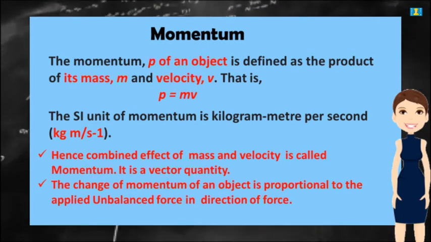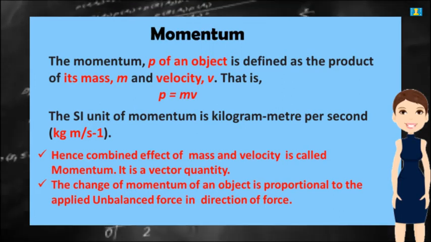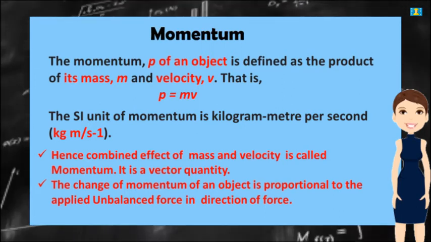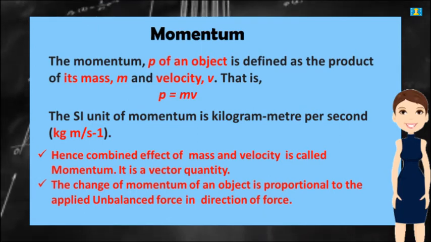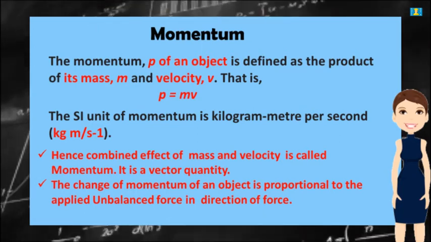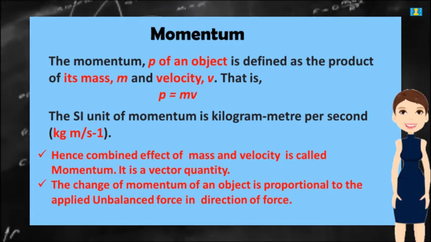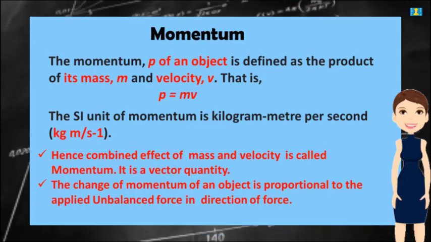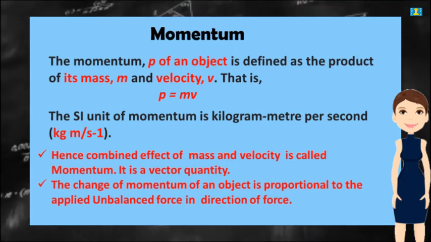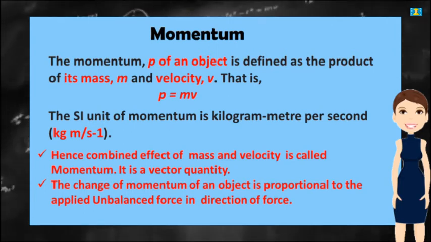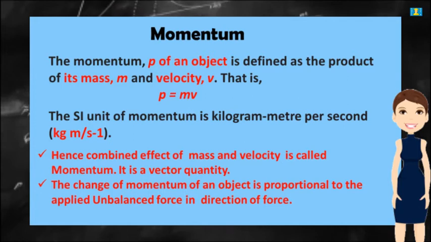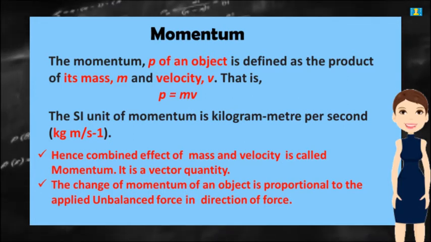v. That is, P equals m into v. The SI unit of momentum is kilogram meter per second. Hence the combined effect of mass and velocity is called momentum. It is a vector quantity. The change of momentum of an object is proportional to the applied unbalanced force in the direction of force.